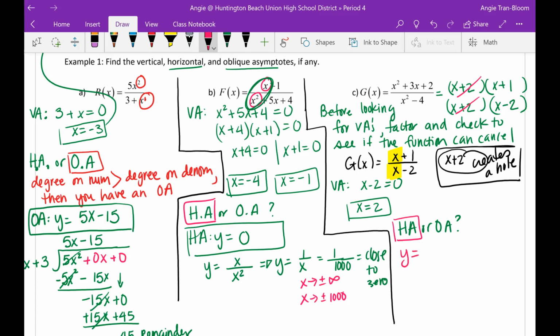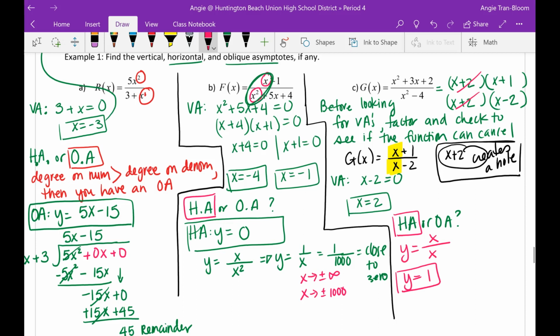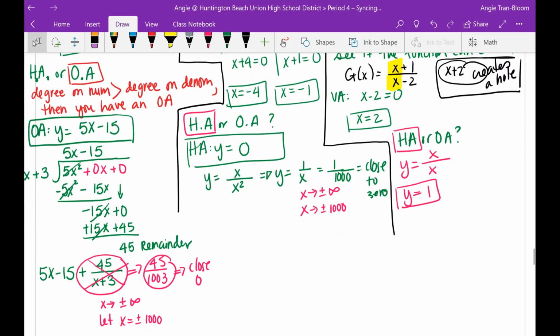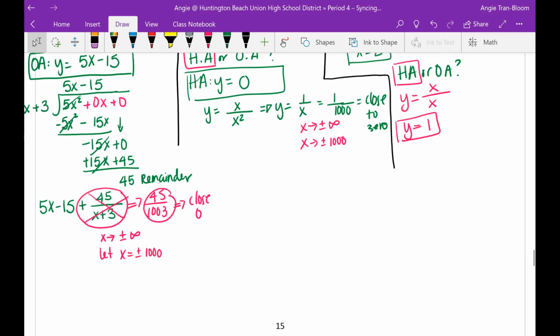So let's write the equation. y equals, the power function on the top is x. The power function on the bottom is also x. Yes, you must reduce. x divided by x is 1. So this one has a horizontal asymptote at y equals 1. And I know this is not the video you were looking for, but I'm going to give you a break and just end the day right here.